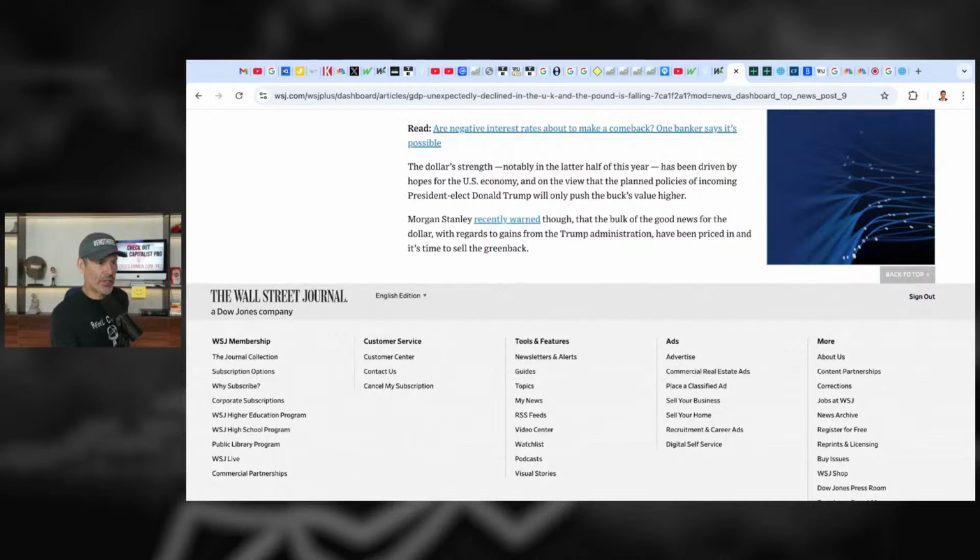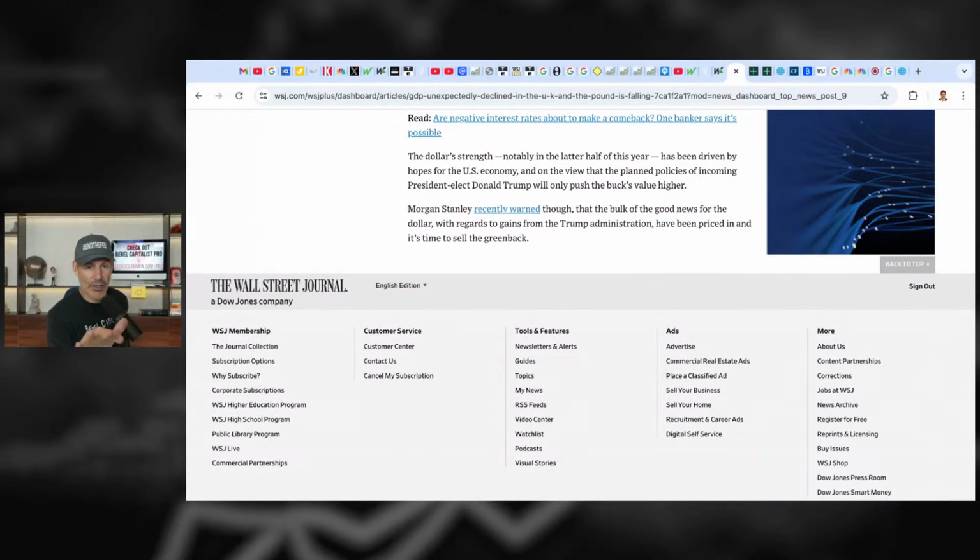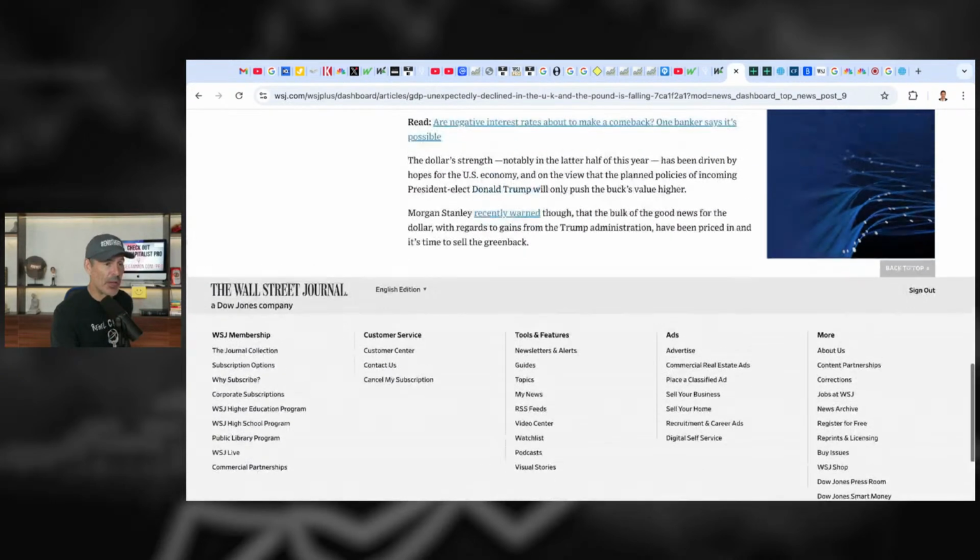So Morgan Stanley recently warned, though, the bulk of good news for the dollar with regards to gains from the Trump administration have been priced in, and it's time to sell the greenback. Okay, well, maybe it has had a big run, and it's likely to pull back. Nothing goes up in a straight line. But I'll just save this for the next story here. My base case is we look out 6 months, and the dollar's likely going to be higher due to, at the very least, the flight to safety component of what has driven it over the last, call it, couple months from 100 up to 107. Not the only variable, but that's playing a big role.